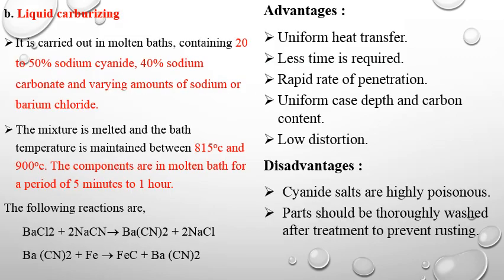And liquid carburizing uses 20% to 50% sodium cyanide and 40% sodium carbonate, varying the amount of barium chloride. The mixture is melted and the bath temperature is varied between 815 degrees and 900 degrees. The following reaction takes place: barium chloride plus sodium cyanide gives Ba(CN)2 plus NaCl.